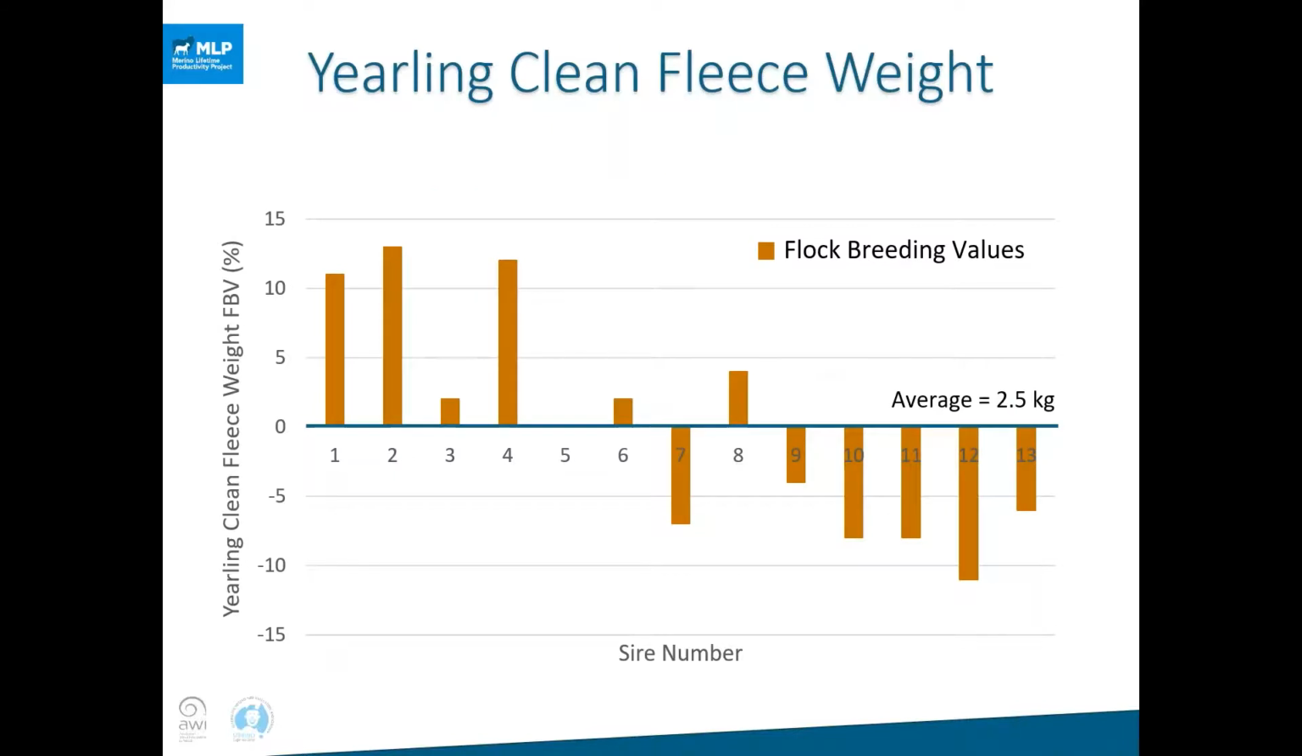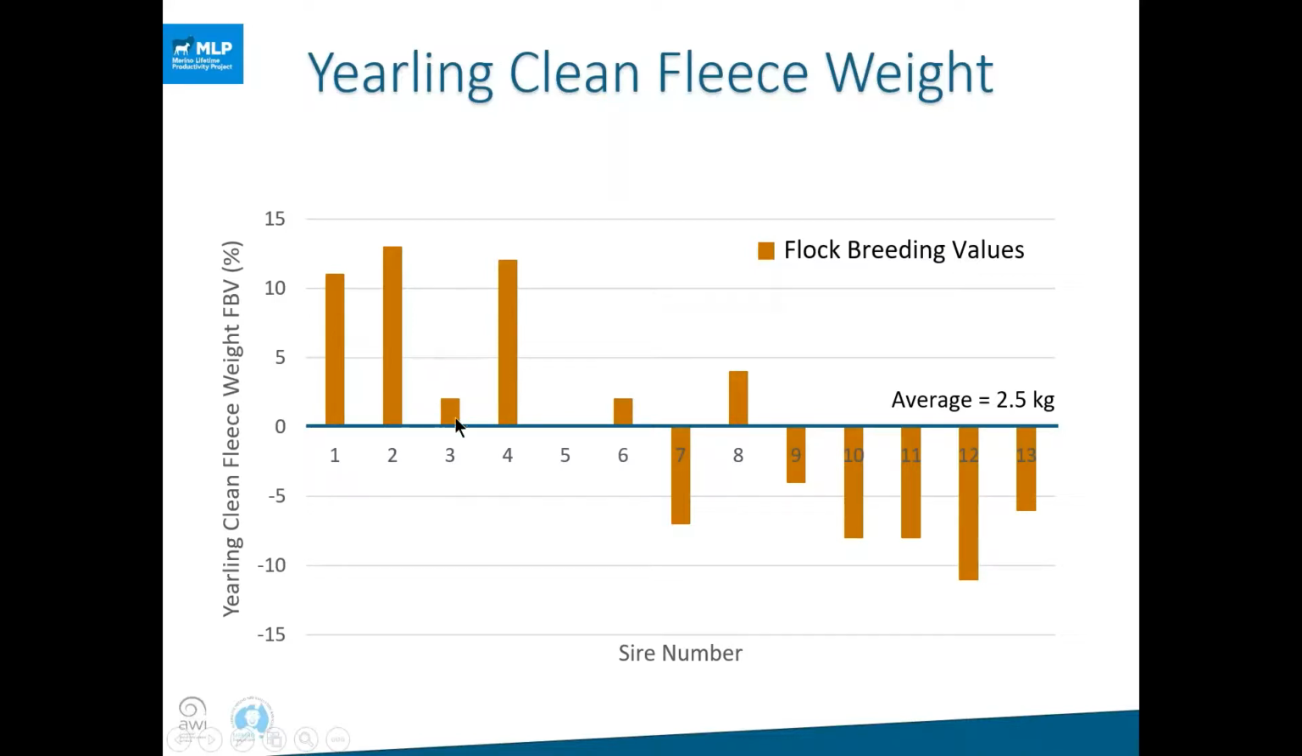So let's have a look here. These are the flock breeding values for the same 13 rams, still ranked from 1 to 13 based on their raw data. The average is still 2.5 kilograms. The scales changed a little bit on the side here because our breeding values for fleece weight are expressed as a percentage. The thing we really want to take notice of is that there has been a bit of re-ranking. If we were selecting our top 4 rams, remember they would have been these 4 here. But there's a sire down here who was originally ranked number 8 on the raw data, who actually has the 4th highest flock breeding value for clean fleece weight. And if we were just selecting based on the raw data, we would have missed this animal here.